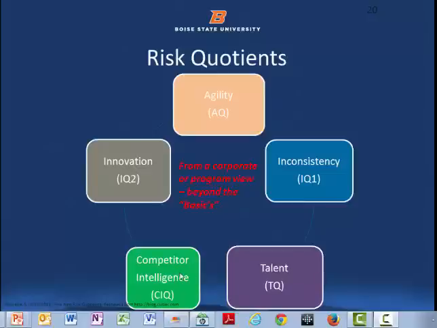What do you know about your competitor? What do they know about you? And how do you deal with innovation? Are you looking at 2-year-old technology or 2-year-old processes, or are you looking ahead? And from a corporate or program view, it's beyond the basics. This is more of a slide just to have you think about areas for risk in the company to look at.